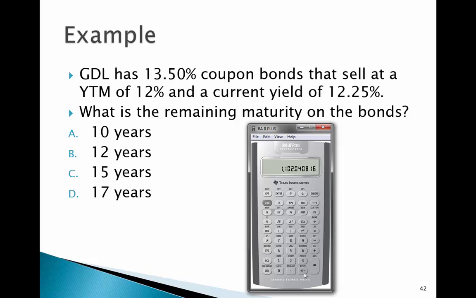What's the remaining maturity? Well, I know I'm going to put that in negative as present value. The payment is 135. The future value is 1,000. The yield to maturity is 12. And I can compute the remaining maturity, 14.95, which I rounded up to 15 years as the answer. So C here, 15 years. The exact answer is 14.95.